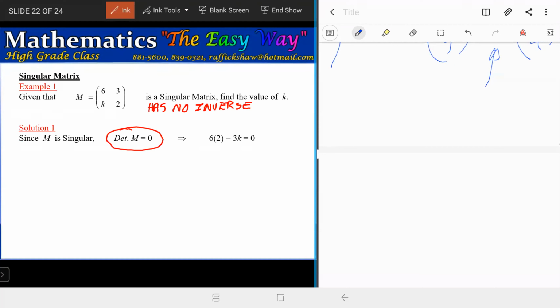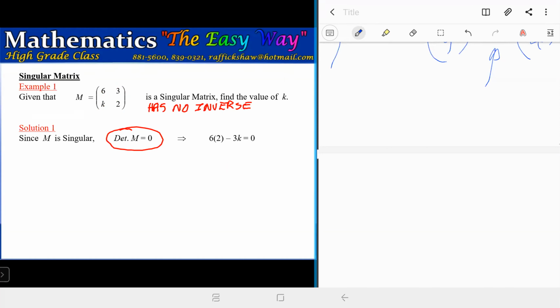All you do is write an expression for the determinant, which is 6 times 2 minus 3 times K. That's what we have done here. And put that equals 0. We solve that for K, and K becomes equal to 4. As simple as that, we can work it out. All right, let's look at another example.